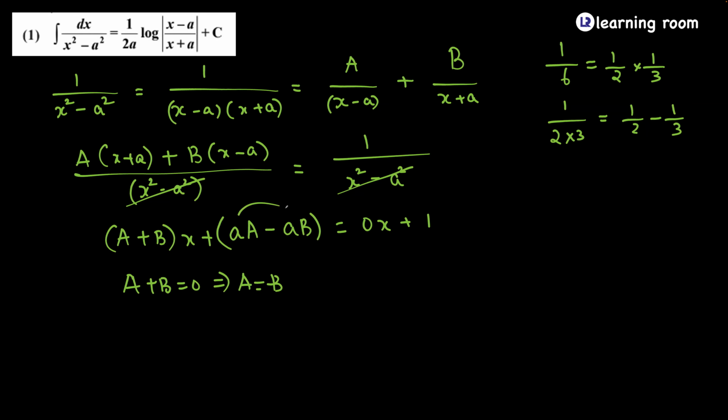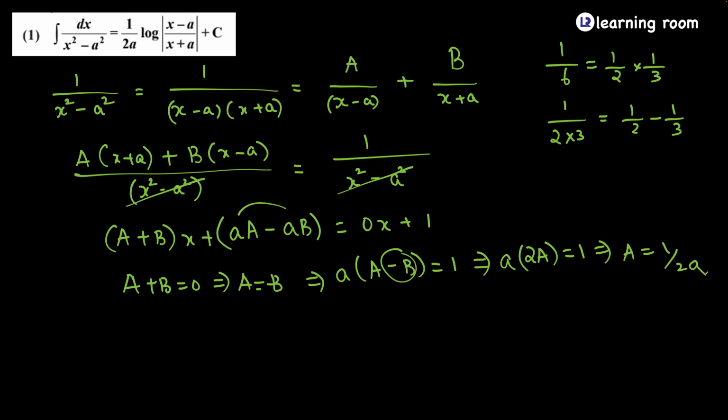Similarly, if I take small a outside, then I'll have A minus B is equal to 1 divided by a. But we know that A is equal to negative of B. So in place of minus B, can I write it as A? So this implies a into A plus A, which is 2a into A, is equal to 1, which implies A is equal to 1 divided by 2a. Since you're seeing it for the first time, let me know if there is any doubt in the process.